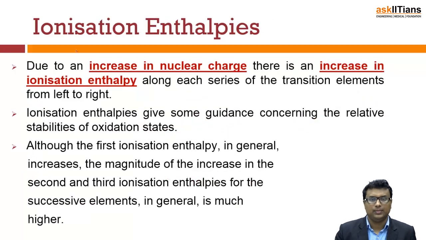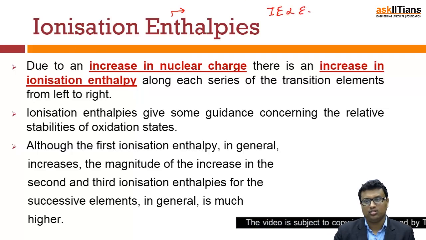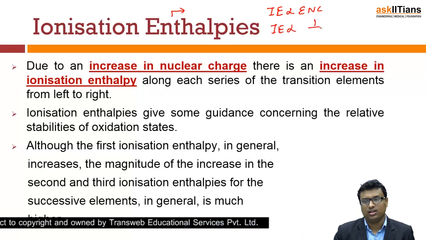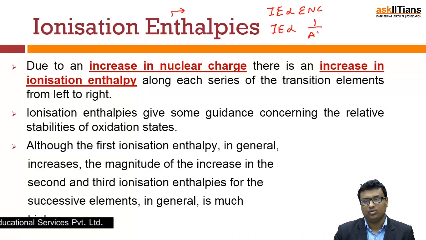Next, ionization enthalpies. So what is ionization enthalpy? Ionization enthalpy is the energy required to remove an electron from the outermost orbital in gaseous state, right? Now let's correlate the ionization enthalpy to your transition elements. One thing you know is that ionization enthalpy is directly proportional to the effective nuclear charge. Ionization energy is inversely proportional to atomic radii. And another important thing is that ionization enthalpy is inversely proportional to screening effect.